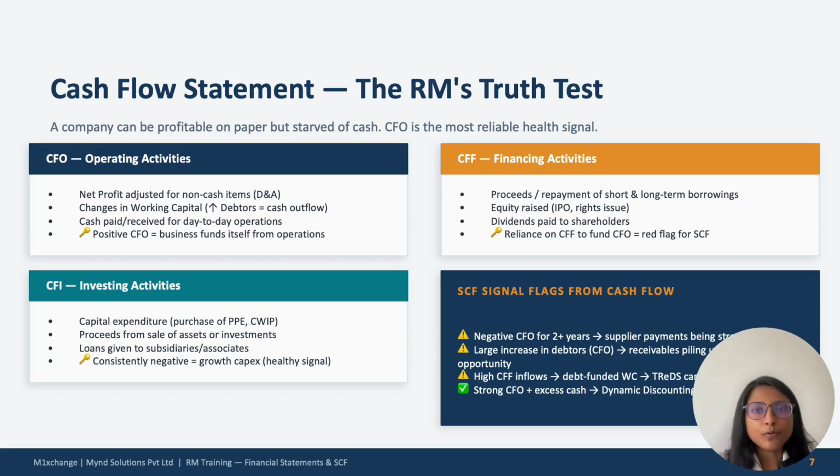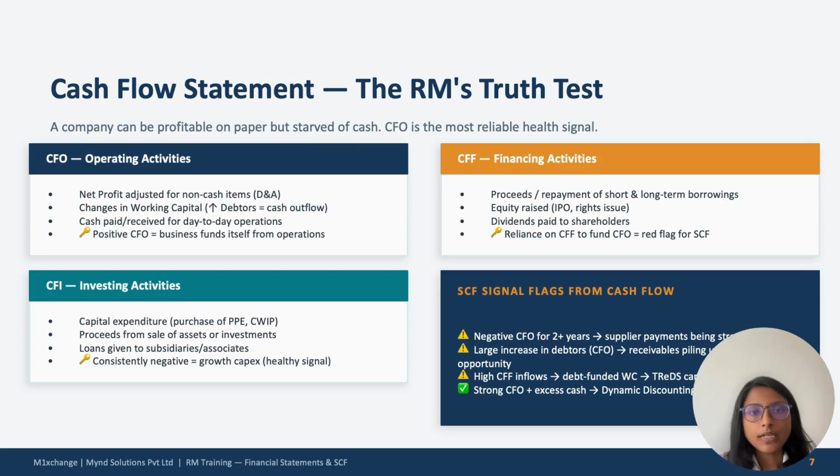So now let me give you the 4 SCF specific signals from the cash flow statement, right? Signal 1 is that your CFO is negative for 2 or more consecutive years. So this suggests that the business is stretching its supply payments. Then trade finance becomes urgent, but it's also risky, because the company is not generating cash and it will not be able to service its interest and debt, right?